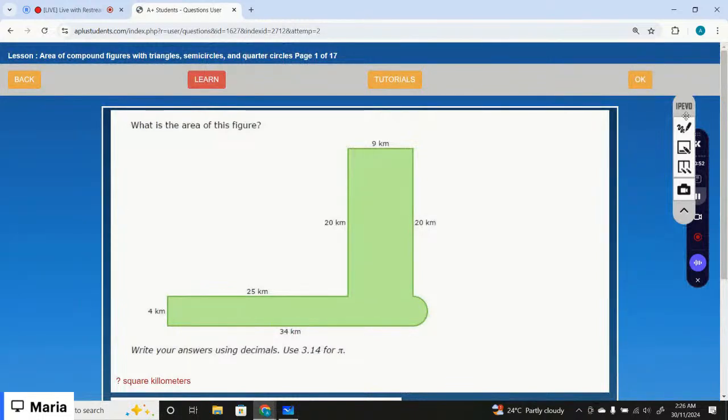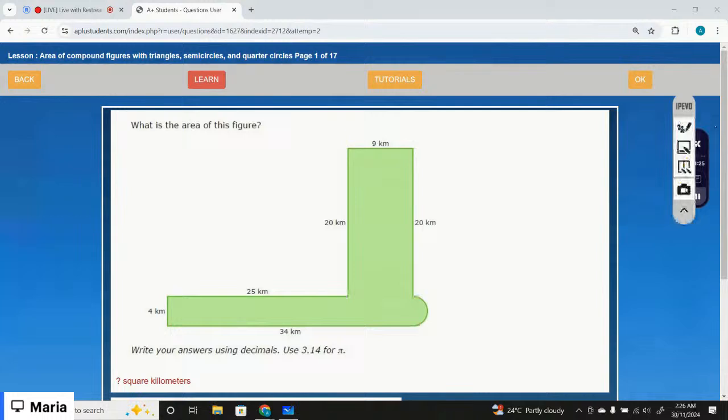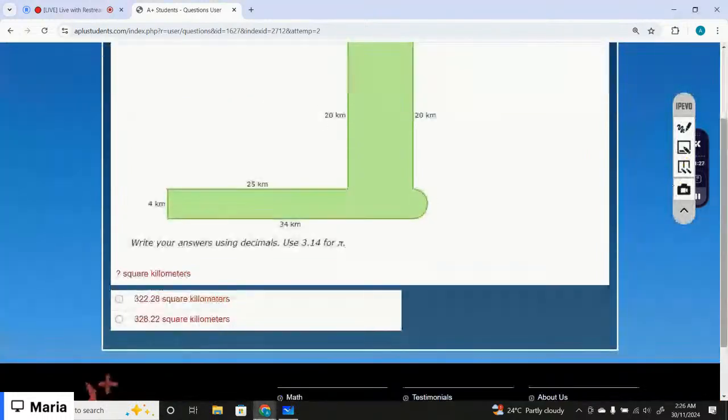What is the area of the figure? So divide the figure into smaller portions like this and then like this. You have A, B, and C. The length from here to here is 24. So that is 9 times 24. The correct option is 206. For this one, that is 4 times 25. That is 100. And now you have to calculate the area of the semicircle.